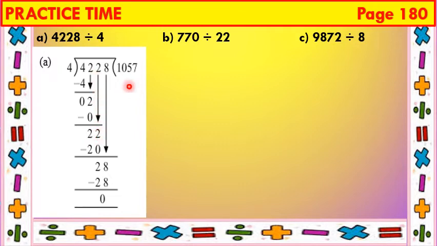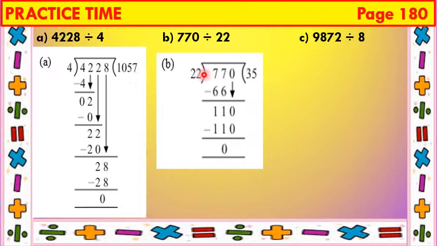Now 4 5s is 20. Find the difference. 22 minus 20 is 2. Then take this 8 down. 4 7s is 28. So find the difference. 28 minus 28 is 0. And the quotient, that is answer, is 1057.